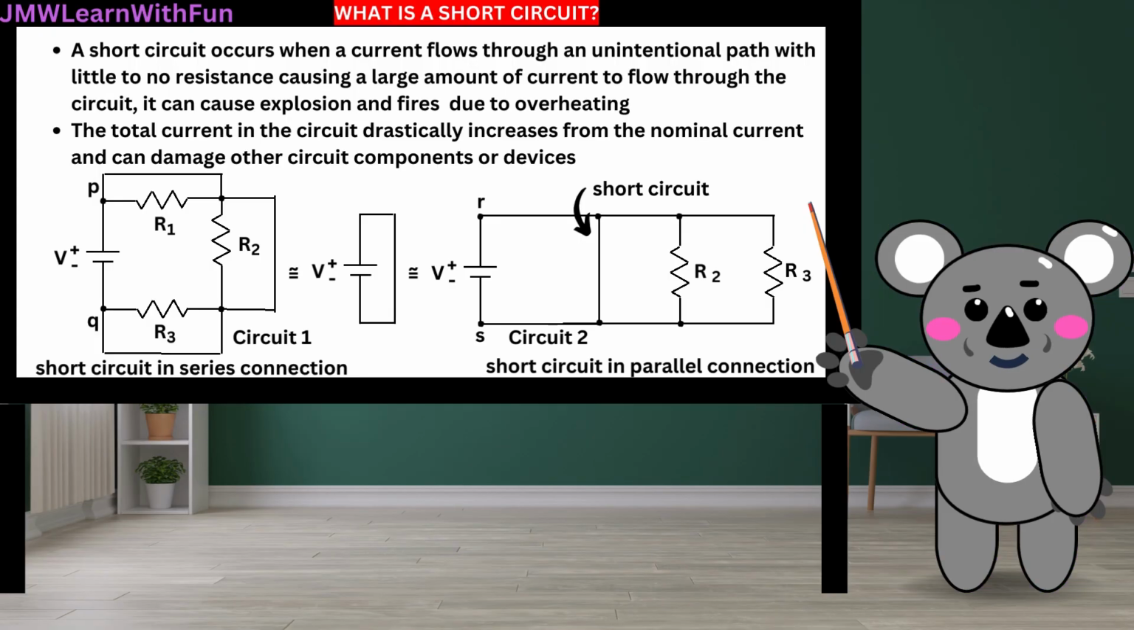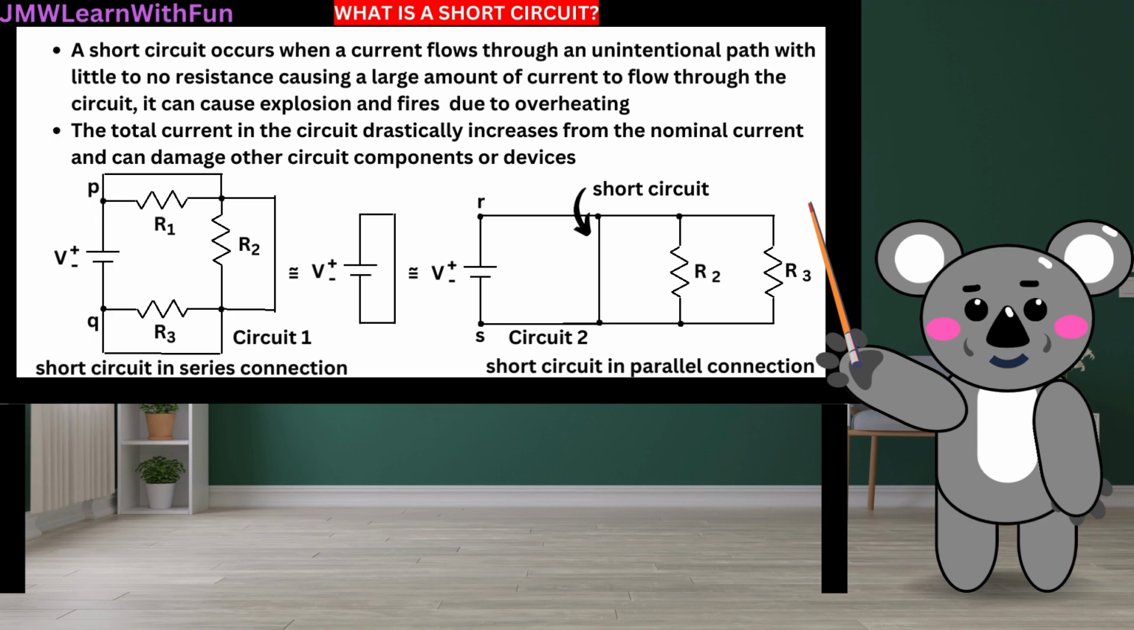A short circuit occurs when a current flows through an unintentional path with little to no resistance, causing a large amount of current to flow through the circuit. It can cause explosion and fires due to overheating. The total current in the circuit drastically increases from the nominal current, and can damage other circuit components or devices.